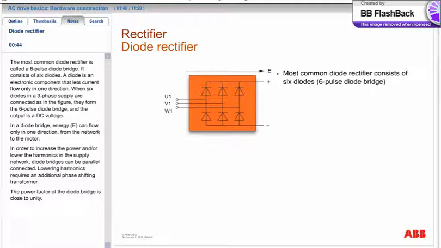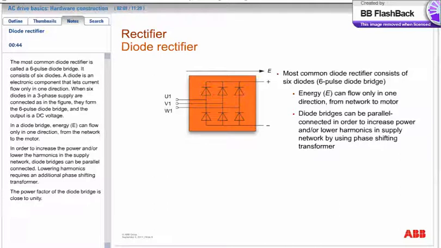The most common diode rectifier is called a 6-pulse diode bridge. It consists of 6 diodes. A diode is an electronic component that lets current flow only in one direction. When 6 diodes in a 3-phase supply are connected as in the figure, they form the 6-pulse diode bridge, and the output is a DC voltage. In a diode bridge, energy, E, can flow only in one direction, from the network to the motor. In order to increase the power and/or lower the harmonics in the supply network, diode bridges can be parallel connected. Lowering harmonics requires an additional phase shifting transformer. The power factor of the diode bridges is close to unity.